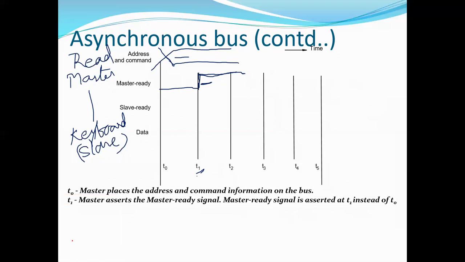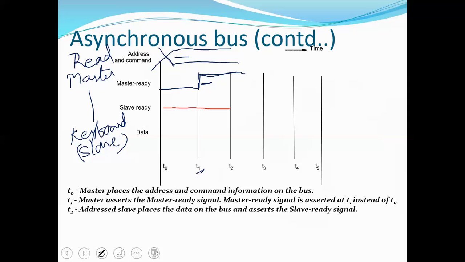So at time t1, the master ready signal is set, and at time t2, the slave would have checked what is there in the address bus, and the slave ready signal is made up. Due to the master ready signal, the slave ready signal has come. The slave is ready to put the data, and it puts the data to the data bus.